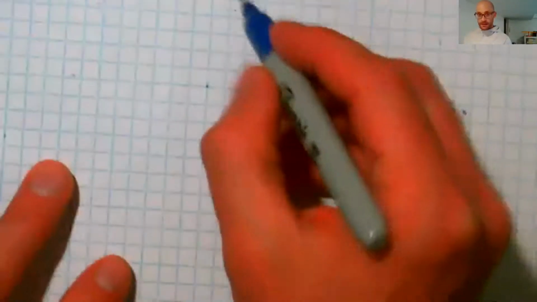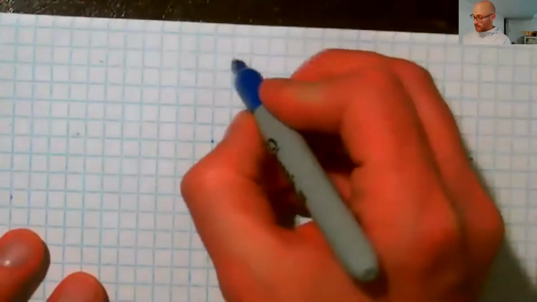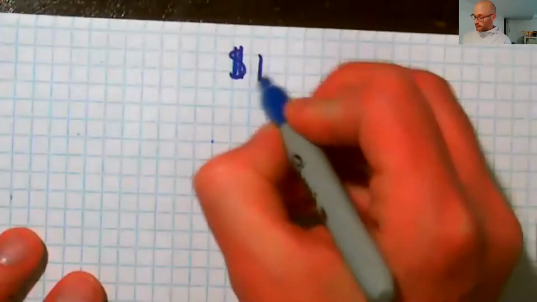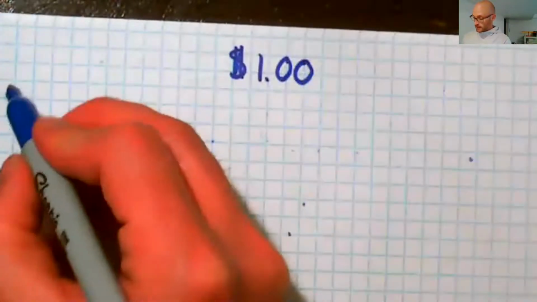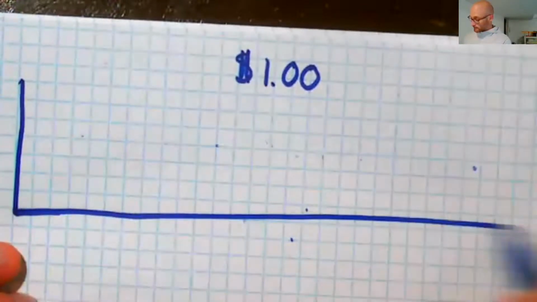Okay. Now, if you just move your page down below that, if you still have room, or on a new page if you need, we're going to write $1. Make our big old box.